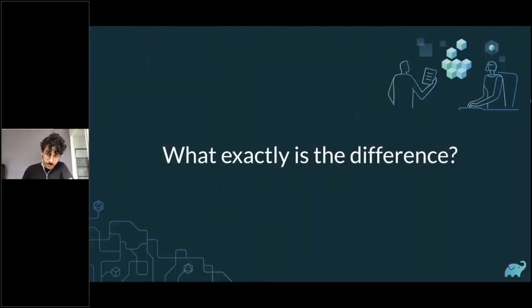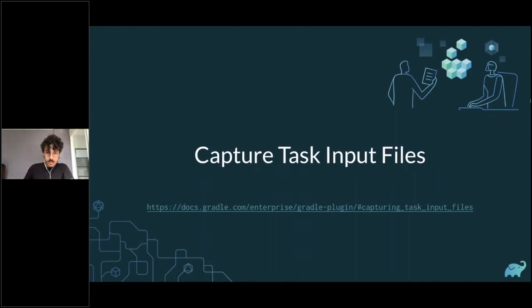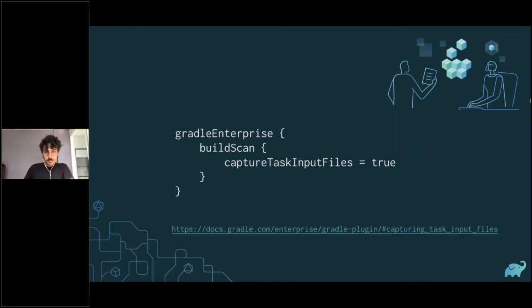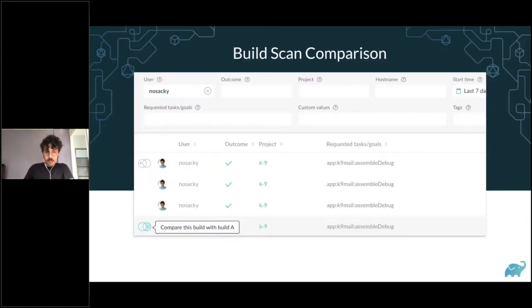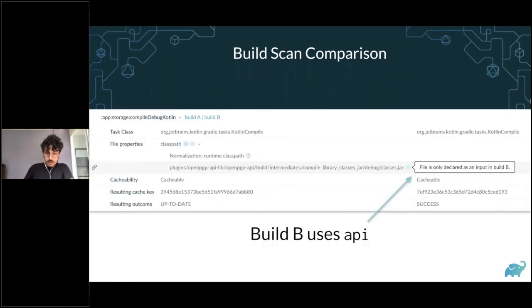If we want to know even more about the difference there, this is an enterprise feature alert. This is what you can do with Gradle Enterprise. You can capture all the task inputs using a flag in Gradle, and then you can compare 2 builds. And here you see the 28 tasks with differences. What you find is that for that same Kotlin compile task we were looking at earlier, in build B, it declares a dependency on that library where we made the change. Only in build B. Build B in this case was the one that used API. So that's a little bit of insight you can gain with build scan comparisons in Gradle Enterprise.